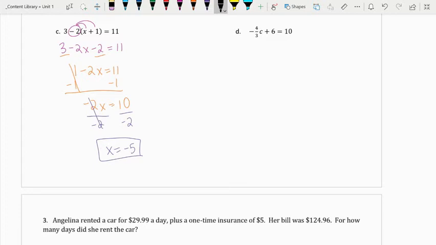Letter D. First thing we have to do here is subtract 6 from both sides. We have -4/3 C equals 4. At this point, you can do this in 2 steps. Most of you would think, okay, let's multiply by 3 to get rid of that, and then we would divide by 4. You can do that all at once, though.